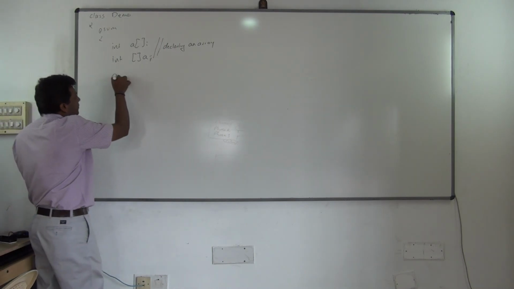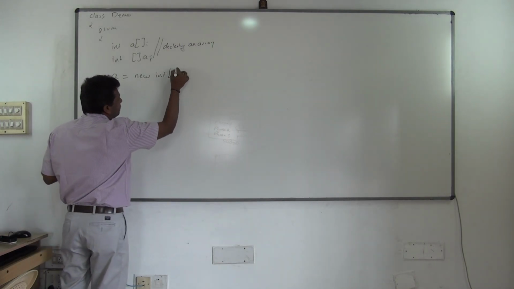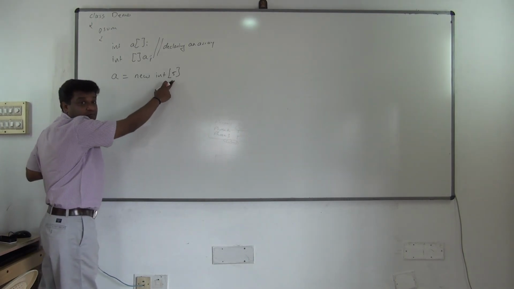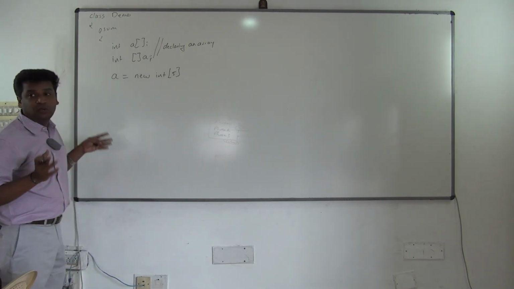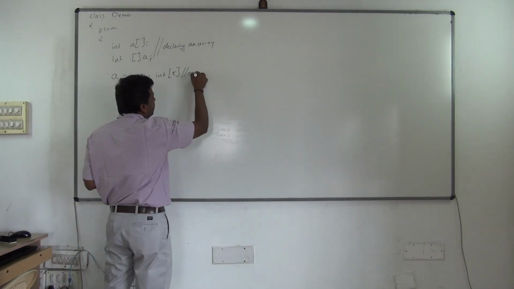Now to create the array, what will you do? A is equal to new int of 5. You'll specify new and then you'll specify the size. Both are essential. So you can do it in 2 lines or you can do it in a single line. Clear? So this is creating an array.